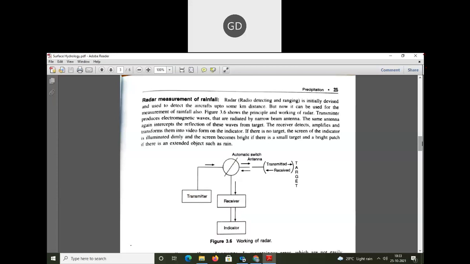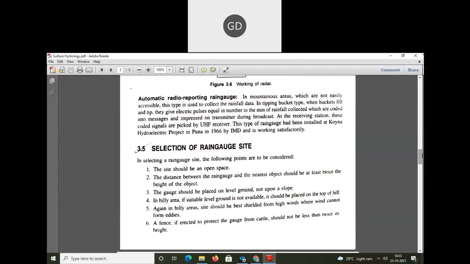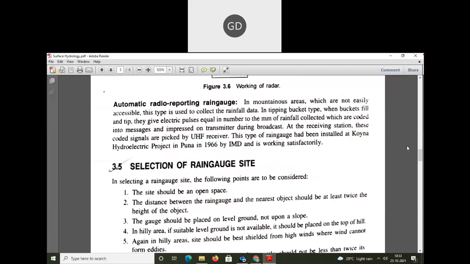Next, the last one you write down is the automatic radio reporting rain gauge. Automatic radio reporting rain gauge. You write it down, this one. Automatic radio reporting rain gauge.